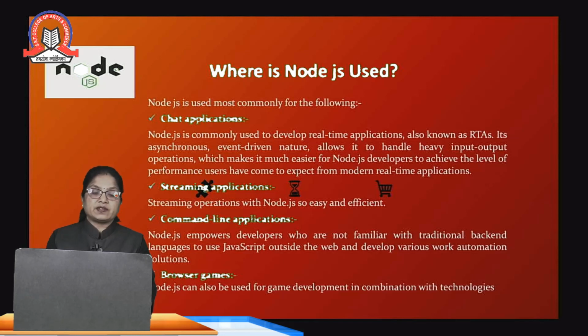Streaming applications. Streaming operations are so easy and efficient with Node.js. Command line applications. Node.js allows developers who are not familiar with traditional backend languages to use JavaScript outside the web and develop various work automation solutions. Browser games. Node.js can also be used for game development in combination with other technologies.